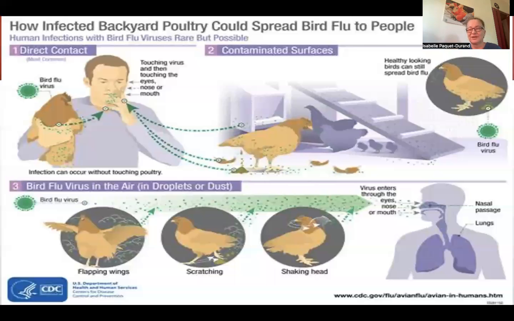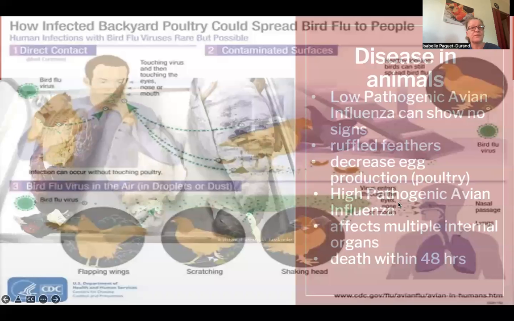So here we have a little graphic from the CDC again, showing how this can be transmitted from a sick bird by touching to eyes, nose, mouth, and or by having contact with the environment and these excrements. And then here the birds flapping their wings, aerosolizing this virus, which can then make it be inhaled.